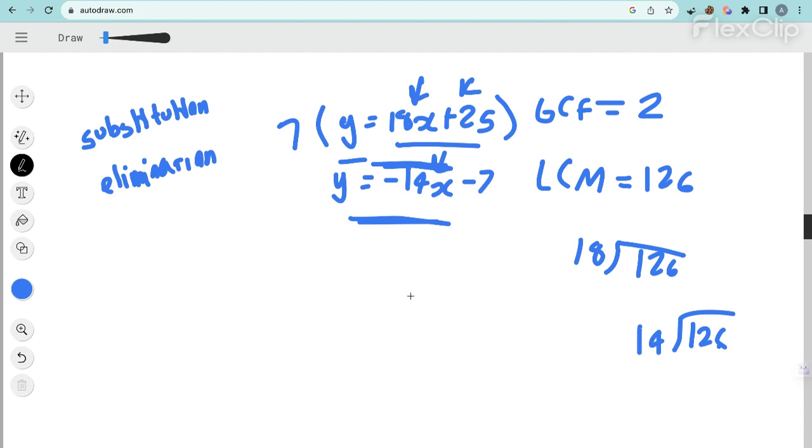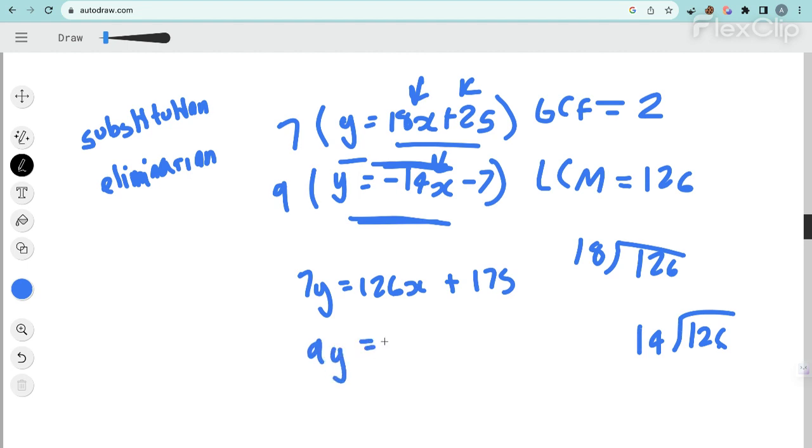You get 9. So you multiply all of this by 9. So that means you get 7y is equal to 126x plus 25 times 7, 175. But here you have 9y is equal to negative 126x minus 63. Now, one of the good things about elimination in this problem is that it's already set up pretty correctly for us.